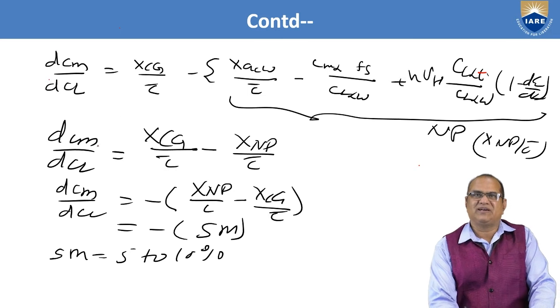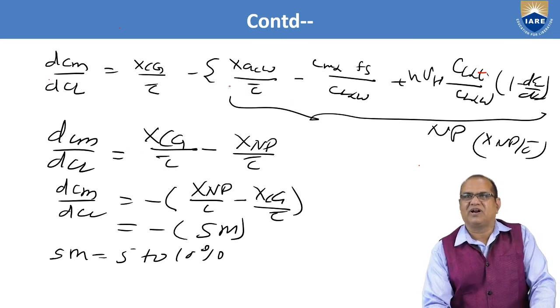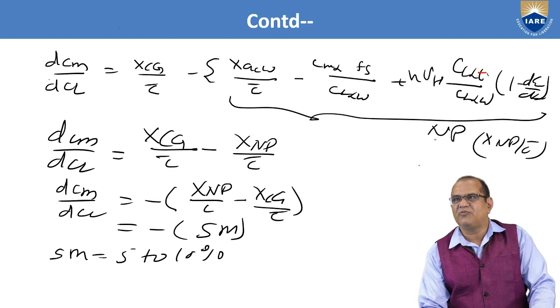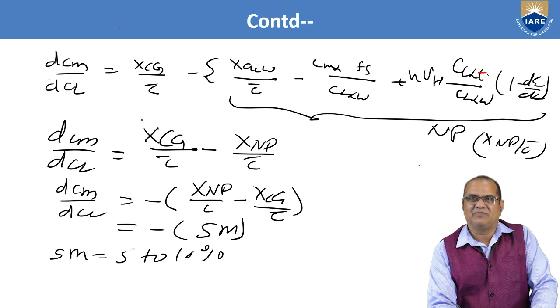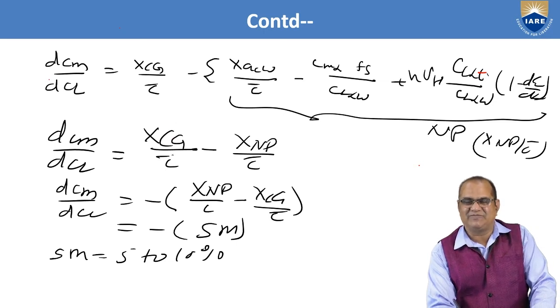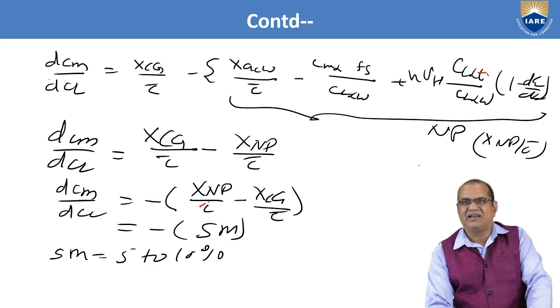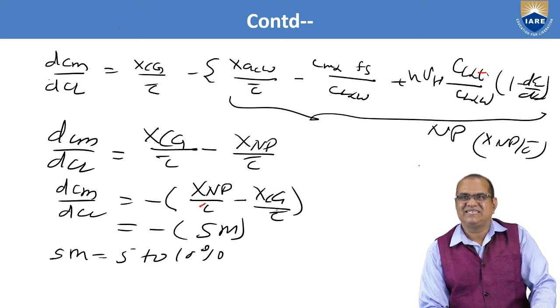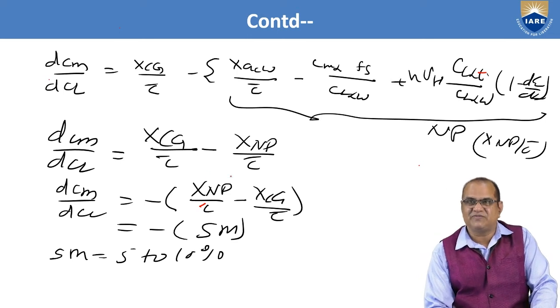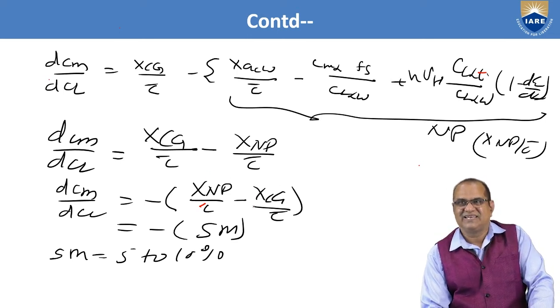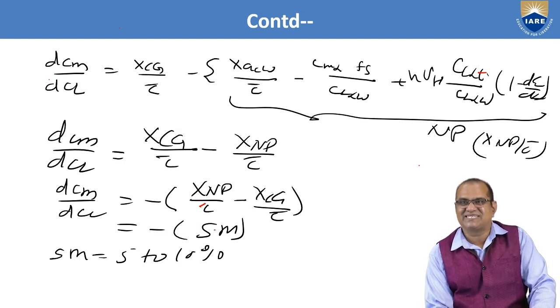So now dCm by dCL is equal to, so here is what? From here to here, this is the neutral point, xNP by C bar. So we will write here dCm by dCL is equal to xCG by C bar minus xNP by C bar. We have taken the minus common here. So the difference between neutral point minus xCG is called the static margin. So this is the minus Sm.